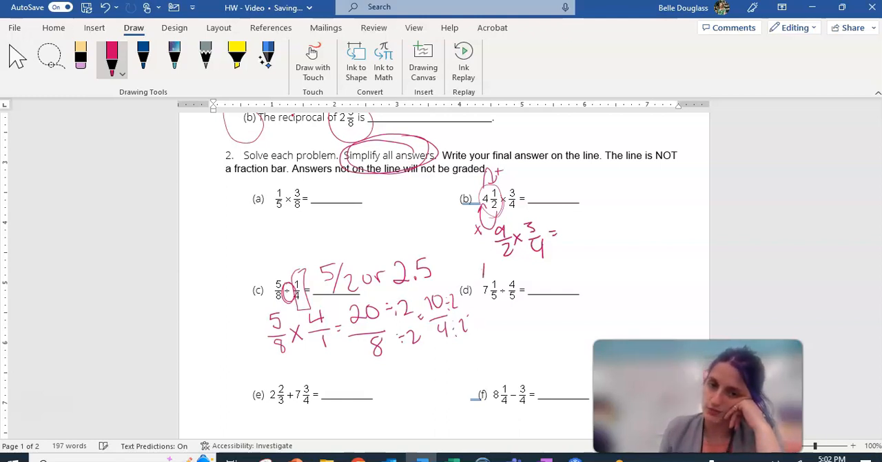Again, division, we're going to keep the first one the same, but it's not a fraction yet. So first you need to change it to a fraction, and then you can keep it the same, change it to multiplication, and flip your second fraction before you multiply.